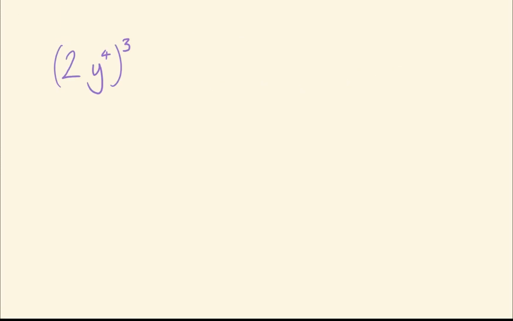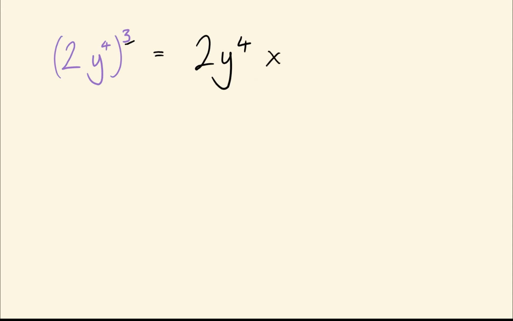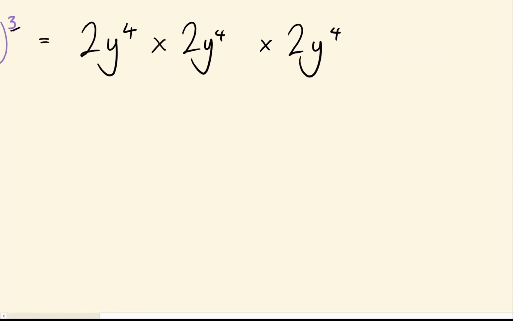And that idea works no matter what your power is. So here I've got a cubed. Remember, cube means times by itself 3 times. So therefore, to write it out in long form, I've got 2y to the 4 times 2y to the 4 times 2y to the 4. And again, because this power is 3, that means there are 3 copies of 2y to the 4.